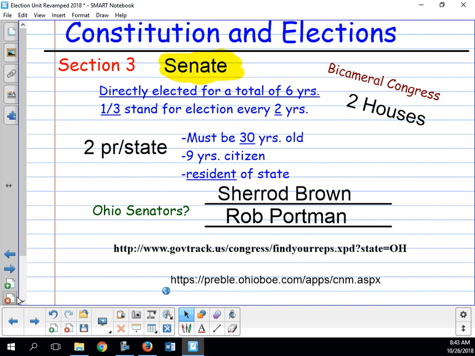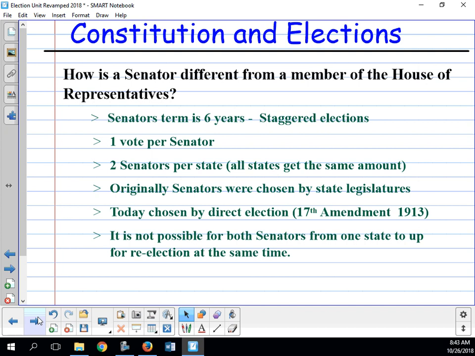Okay, so the next thing on your sheet, and I've got one typing yet, so give me a sec here, is going to be this. How is the Senate different from a member of the House of Representatives? I do want you to note these. And when you finish this, I don't think for a while. Let me just check real quick. But you can go ahead and type this up, and I will tell you if this is where we're stopping or not.